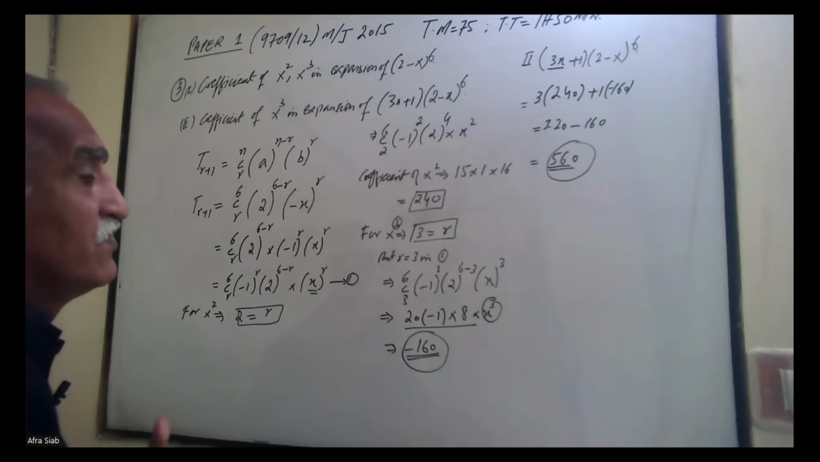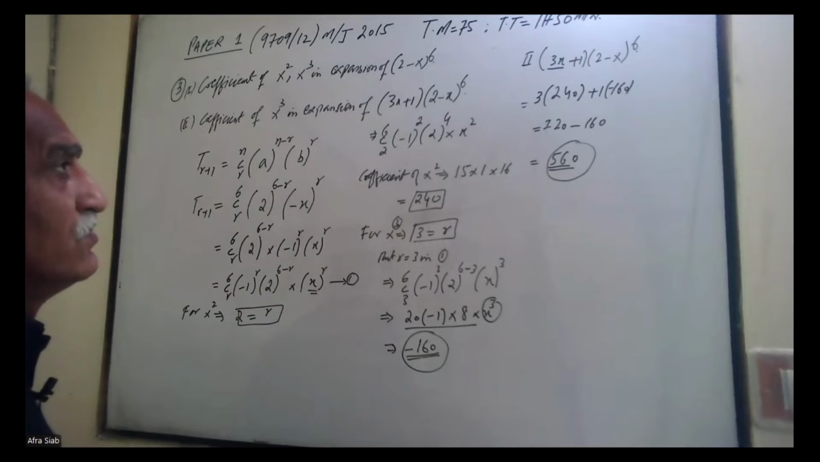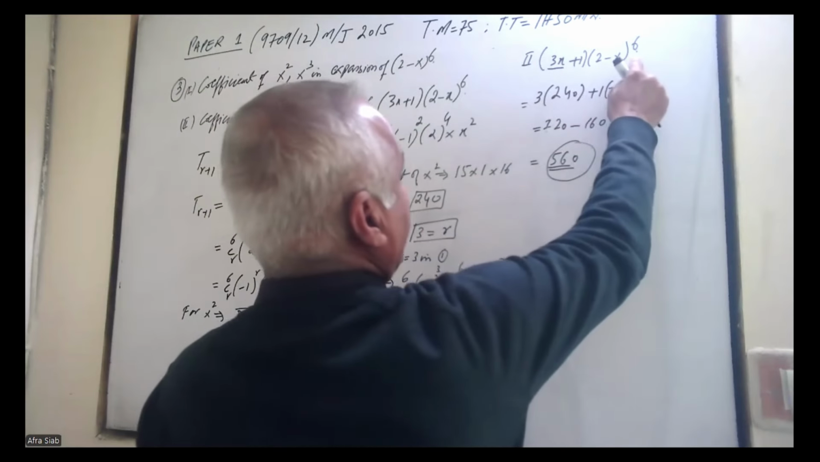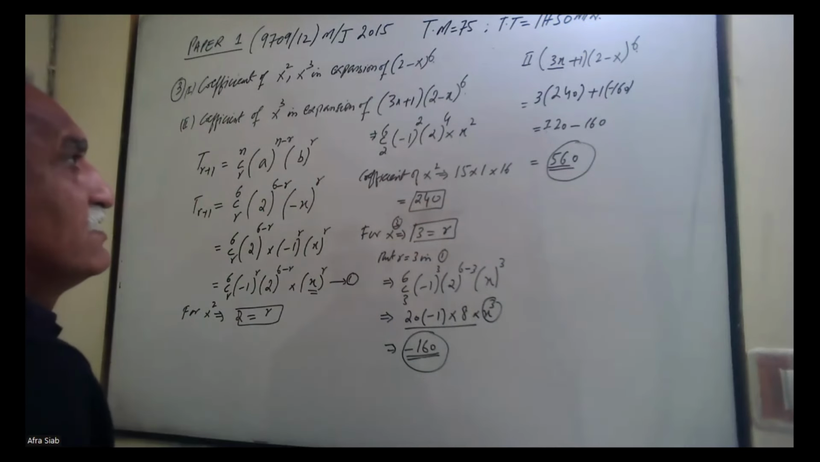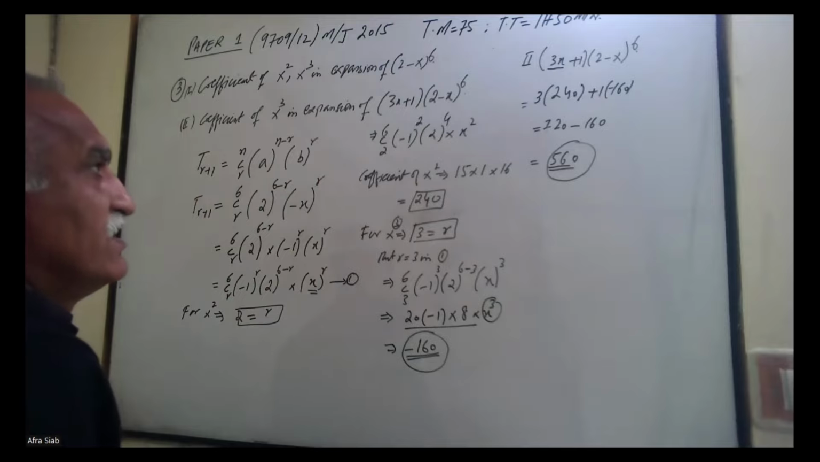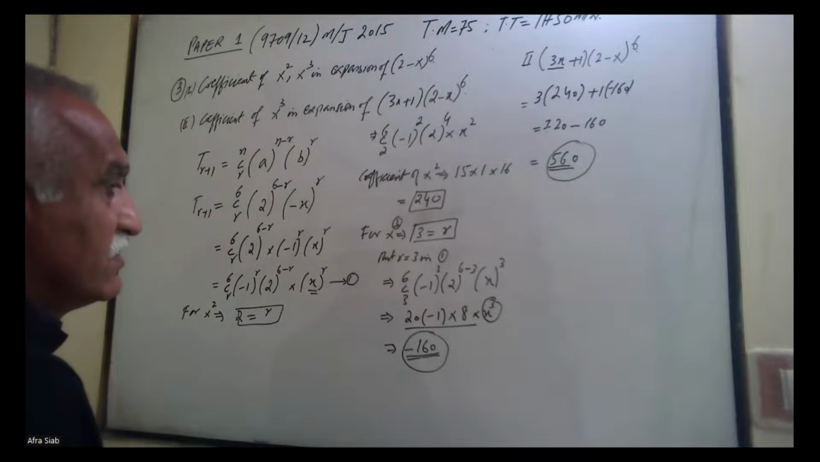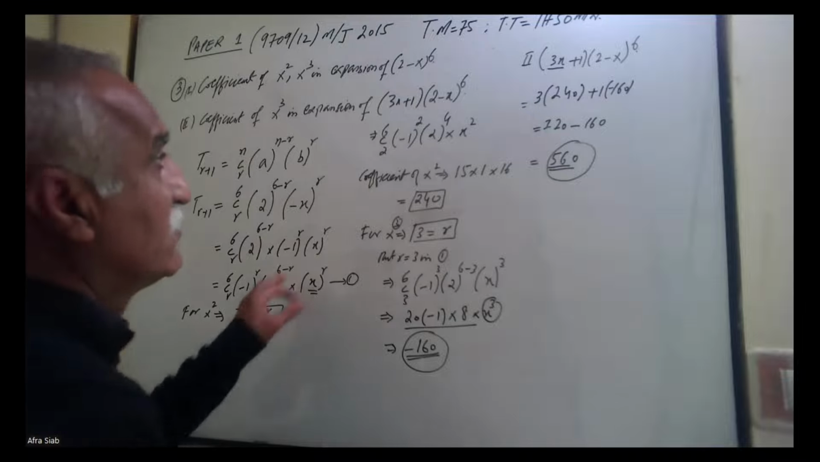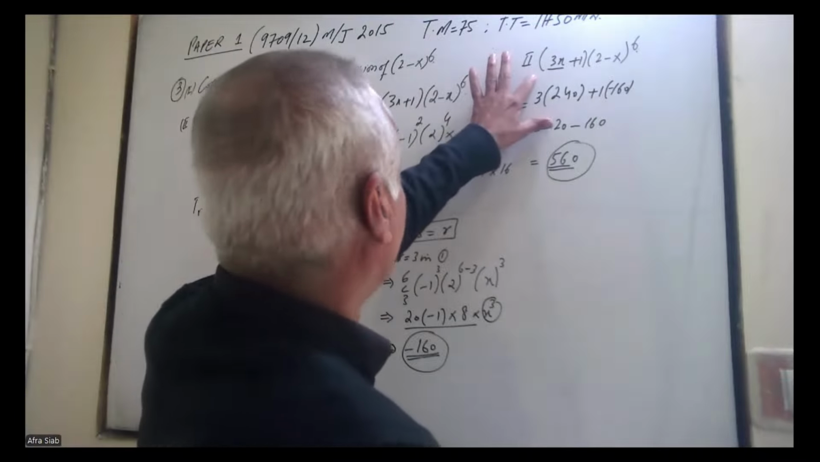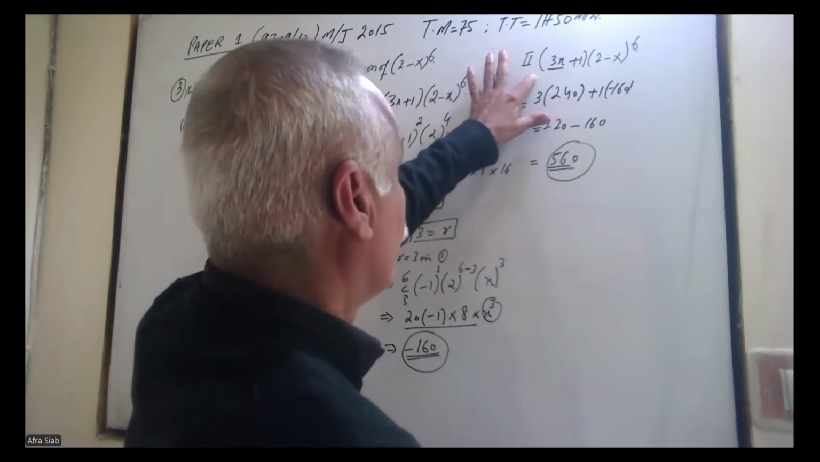Or in other words, you can simply expand this (2 minus x) power 6 and write it all out, and then check where x cube will occur. That is going to occur in the value of 3x, with 1 multiplying the x cube term. So directly we can use this concept: if we calculate this value of x square and then multiply by 3x, it is going to give us the coefficient of x cube.